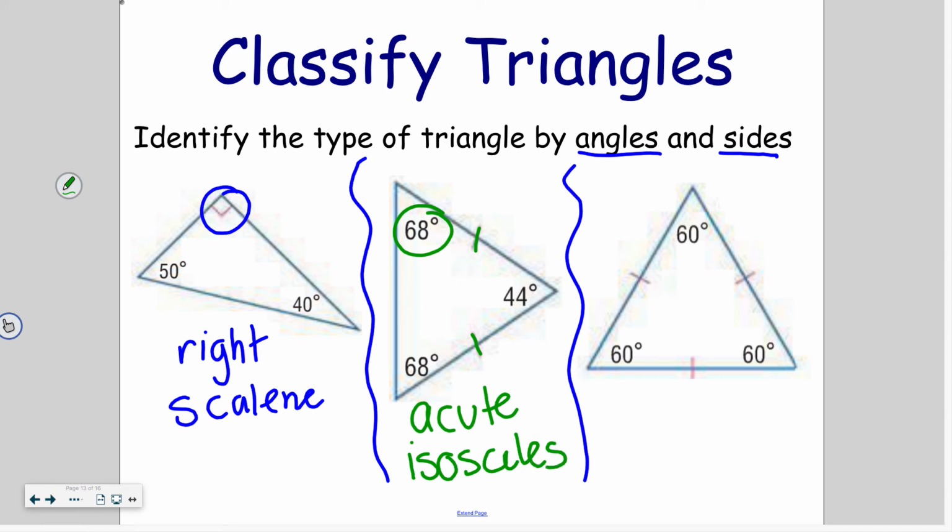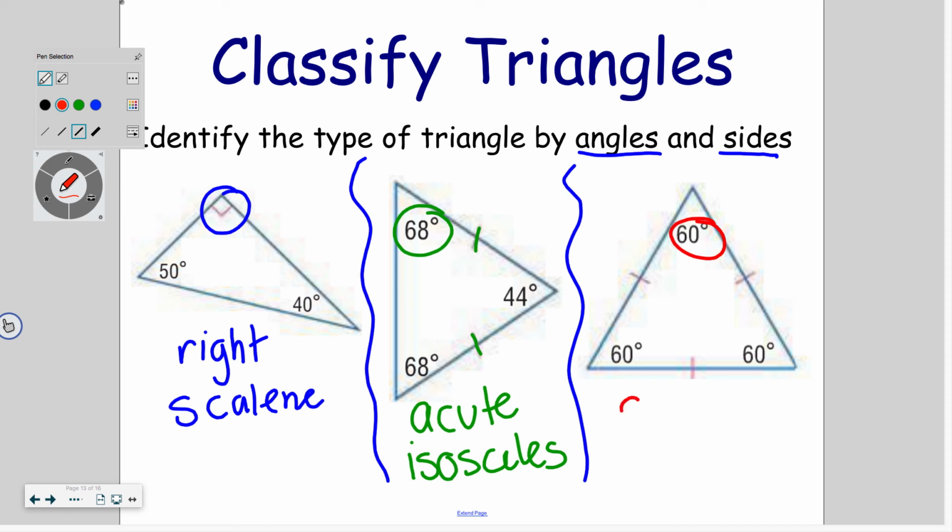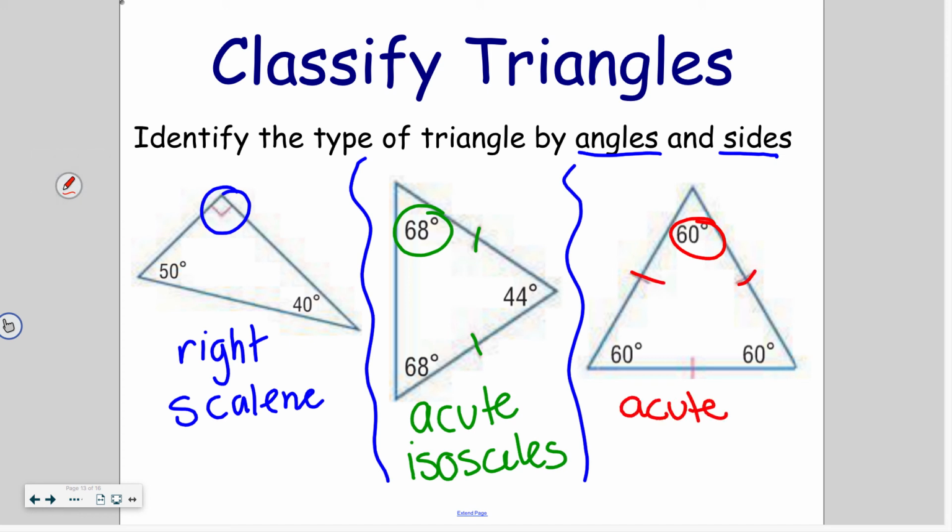And then coming over to the last one, I've got 60, 60, and 60, so all of them are the same. It's an acute triangle with 1, 2, 3 dash marks, so that means all the sides are the same. So it is an acute equilateral triangle.